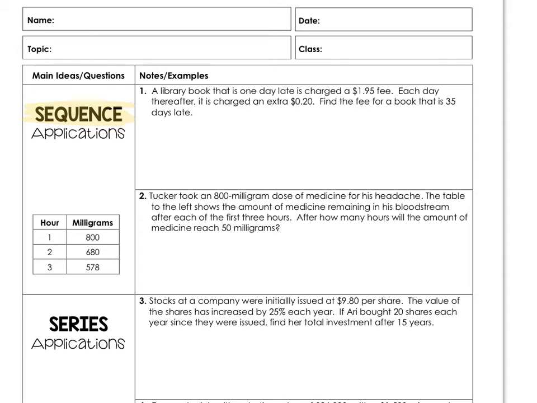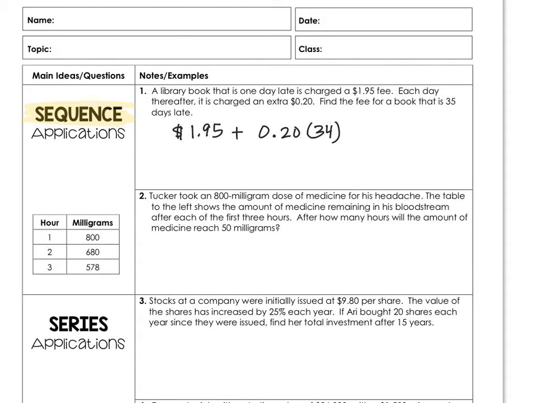So when we look at this, it says a library book 1 day late is charged a $1.95 fee. Each day thereafter, it's charged an extra 20 cents. Find the fee for a book that's 35 days late. Well, I know the first day it's late, it's $1.95 plus 20 cents each day after, and that would be 34.